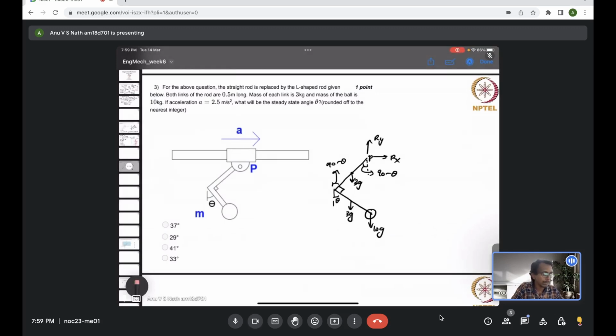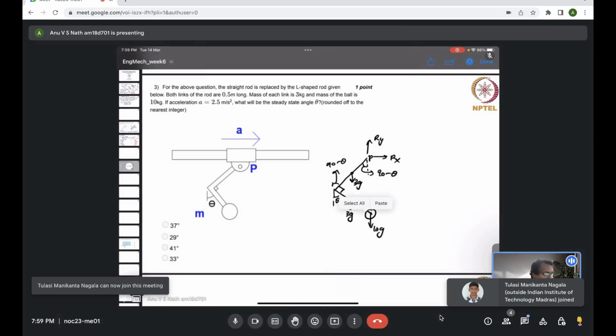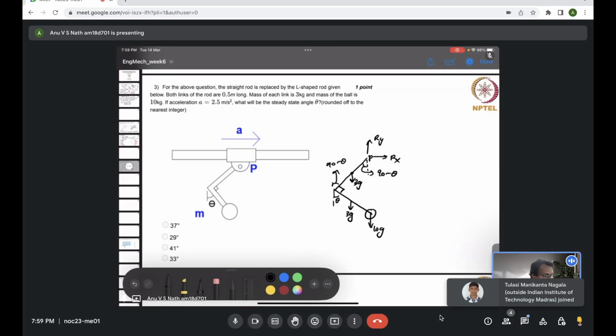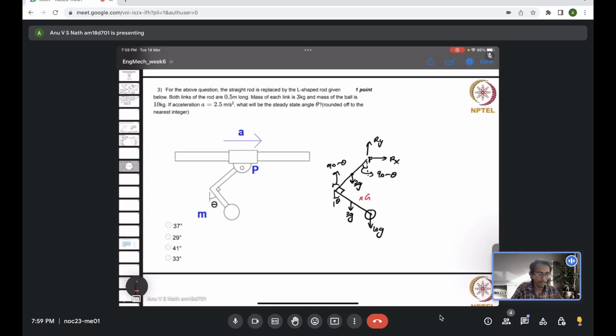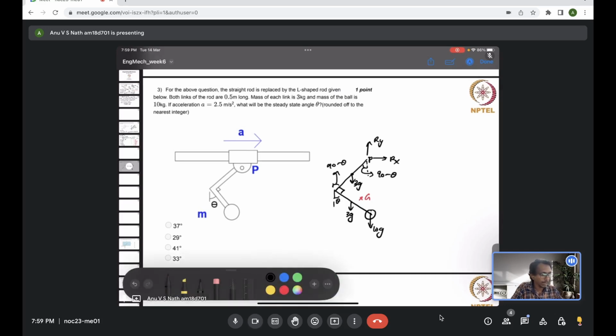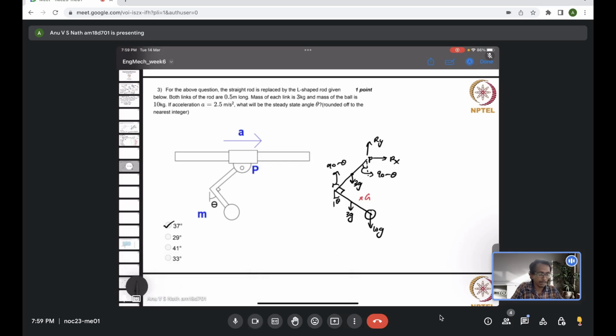It will actually be outside the body. The center of mass will be somewhere located at this particular location. Yeah, the center of mass will be somewhere here. It will be outside the body, and so you have to choose a coordinate system for that. So it's a little involved problem, but if you're able to solve this, I'll anyway give the solution. Not a detailed solution, the answer is 37 degrees.